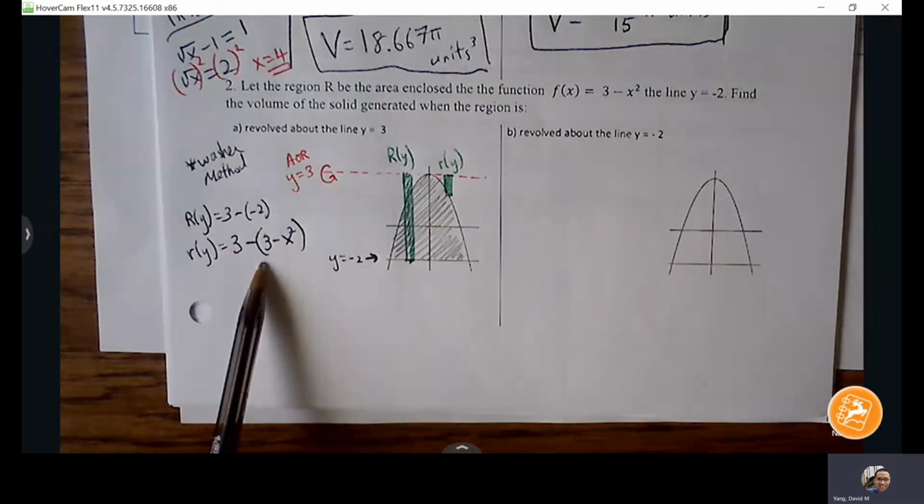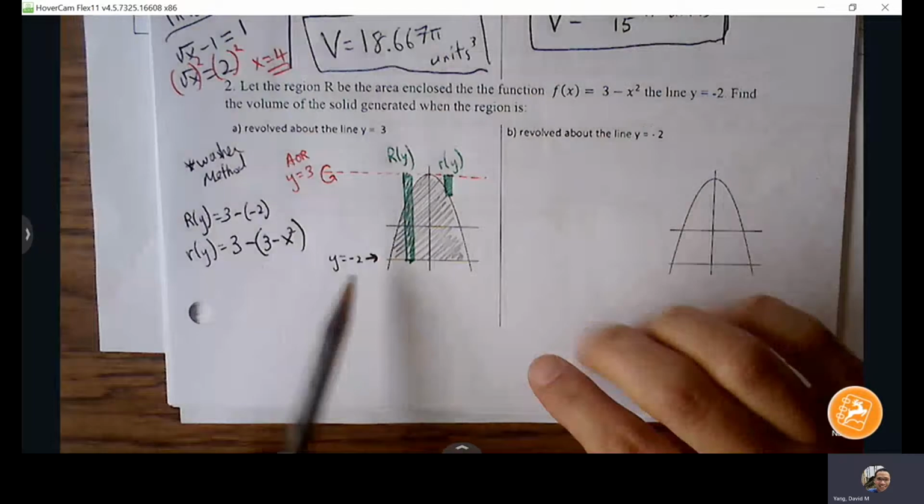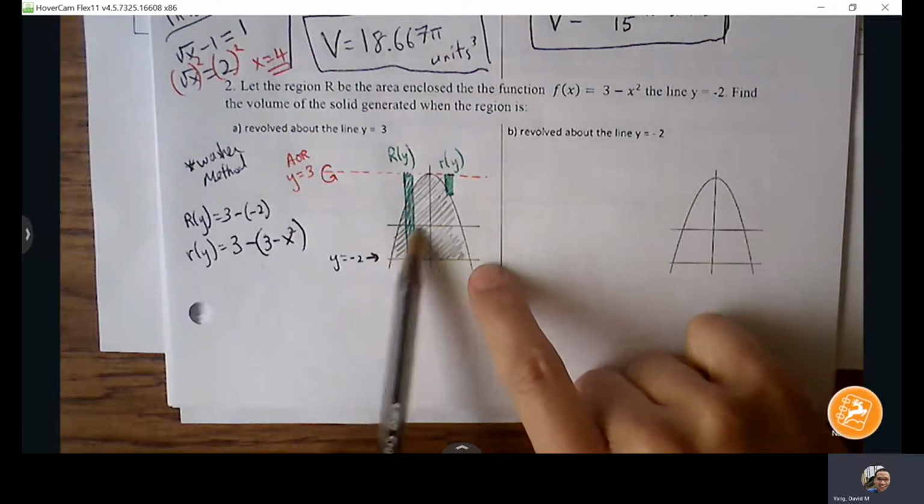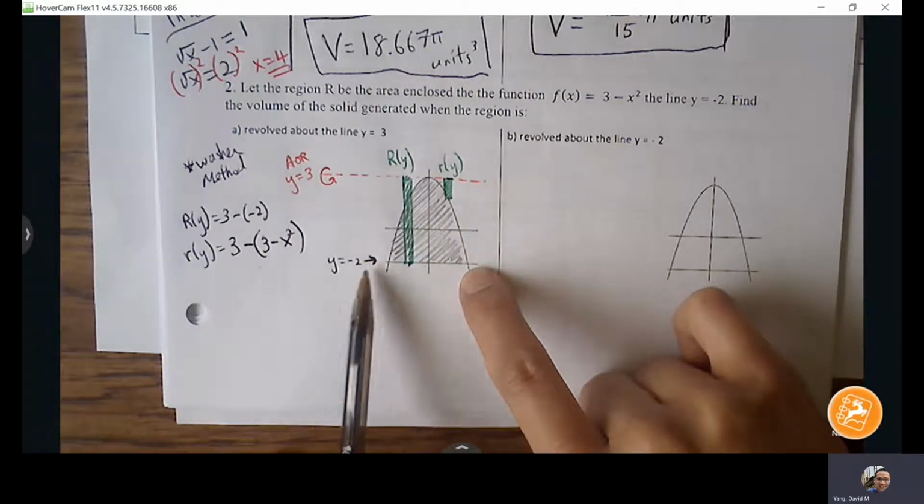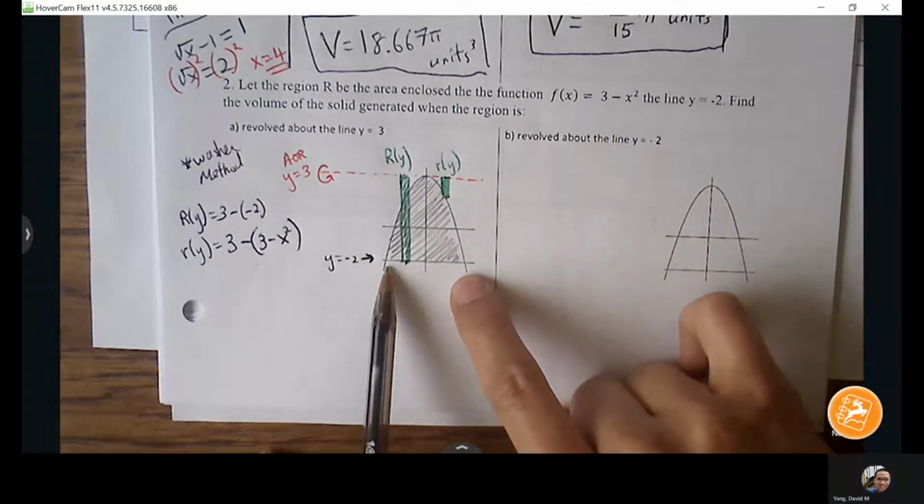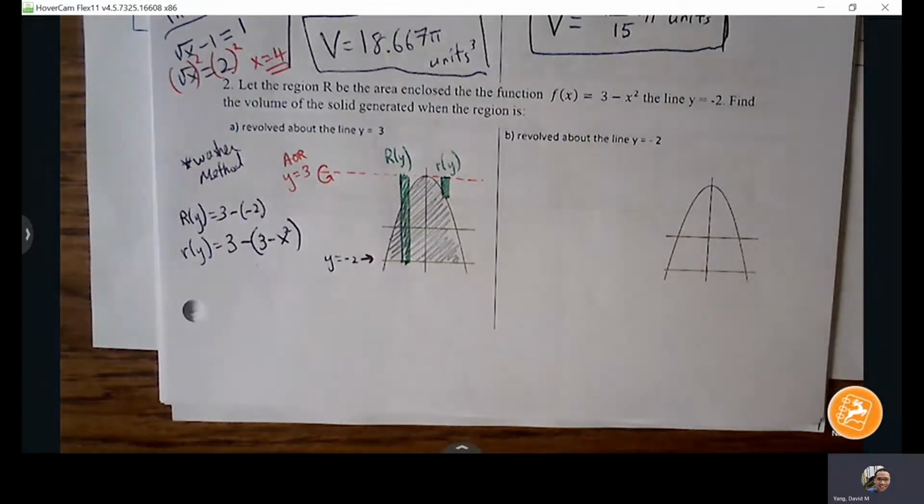We have big R, we have little r, we still need to find what? Bounds, yeah. Now the x-axis doesn't play a role, right? We're looking for the intersection between y equals negative 2 and the curve. We can set them equal to each other and solve them by hand, which isn't too hard.